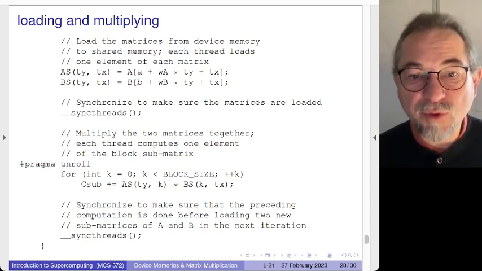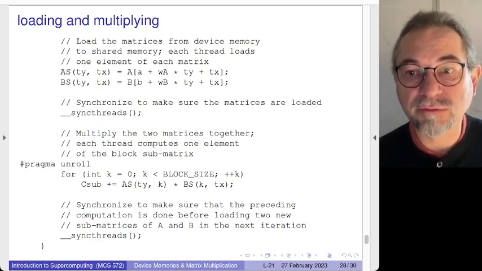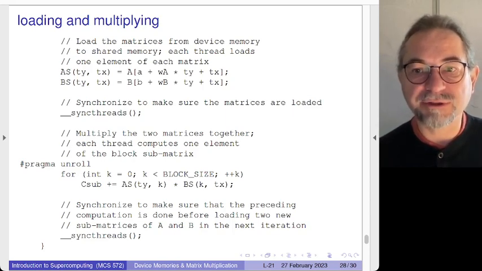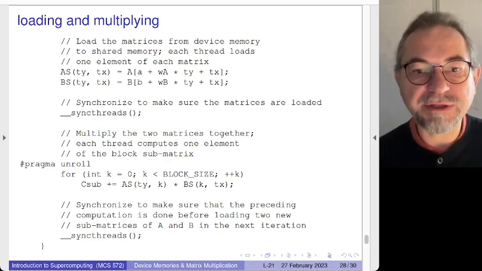There is the unrolling of loops, which is a general performance trick, also on CPUs, that allows to take advantage of the pipelining. So that's what the pragma unroll does here.